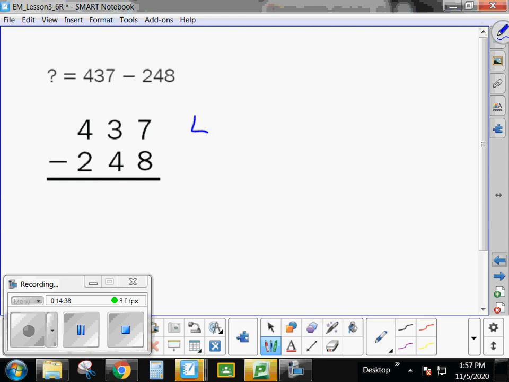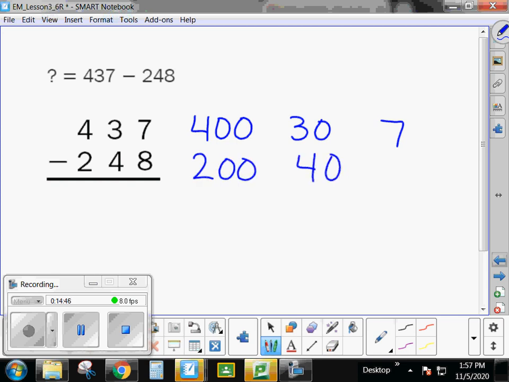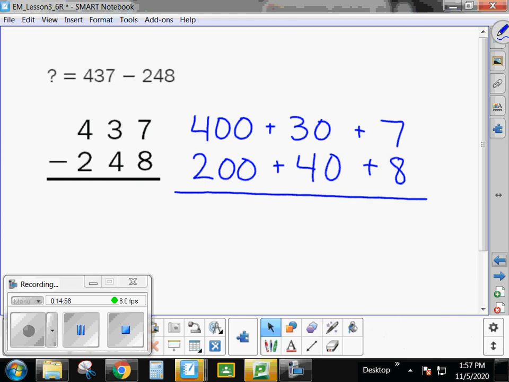All right, so when I expand this problem, I have 437 minus 248. Sometimes I do leave out those little plus signs in between because sometimes it just gets to be a little bit too much. You can put them in or leave them out. Just make sure your numbers are spread apart. All right, I expanded it. Now I'm going to do my trading. I'm going to see, is there more on top? Good to go. More on top? Nope, I need to trade.